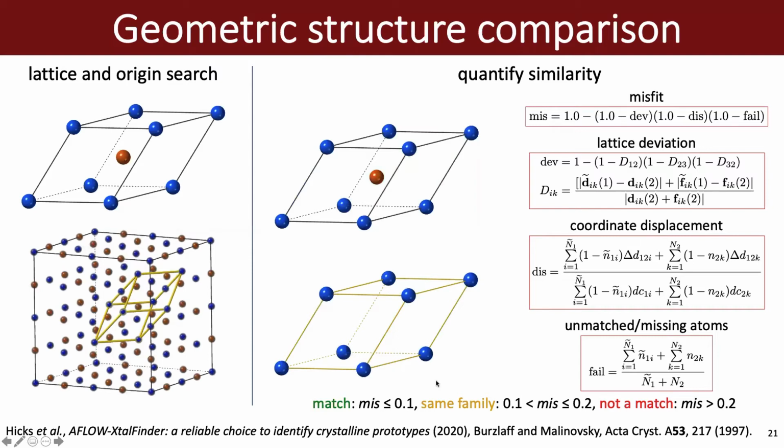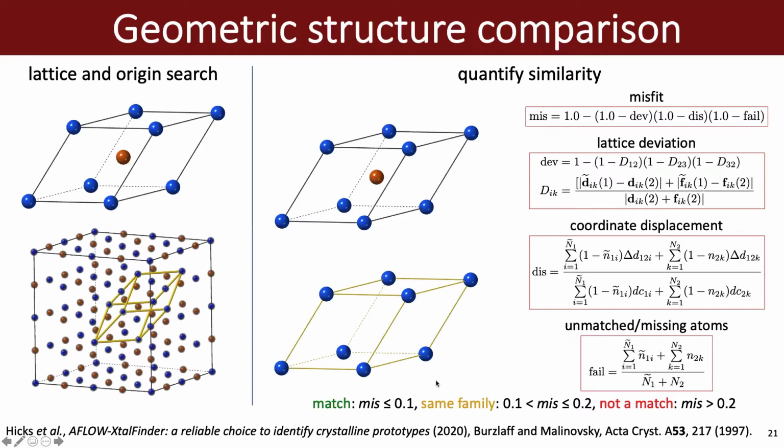And so Bertzlav came up with certain ranges of the misfit quantity. And so if the misfit is less than 0.1, then the structures are considered to be matching. If the misfit is between 0.1 and 0.2, they're maybe within the same family. So maybe the structures are related via symmetry subgroups. And finally, if the misfit is greater than 0.2, the structures are said to not match. And so this is a metric that we adopted from Bertzlav and Malinowski, and we've done benchmarks, and we've confirmed that this is a reasonable estimation for determining whether structures are similar or not.